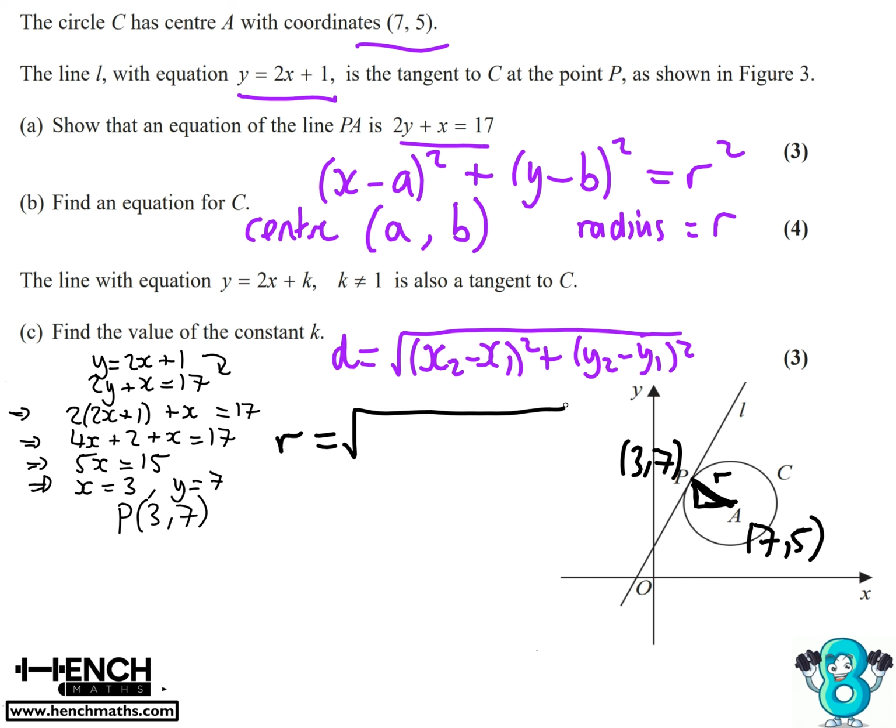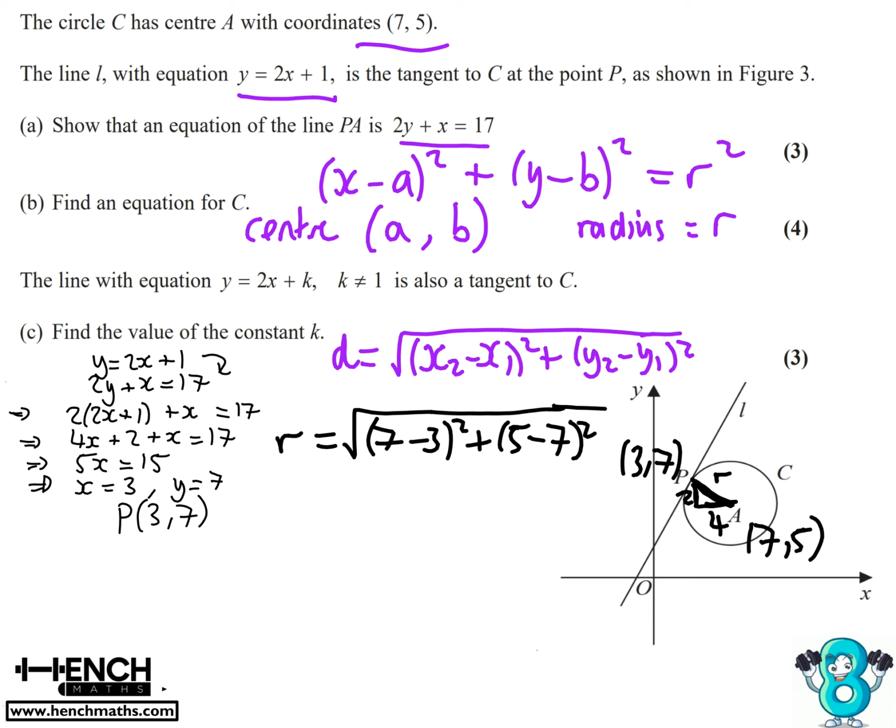So the difference between the x's, it would be 7 subtract 3 squared. Now 7 subtract 3 is the distance between the x values. So that's 4 on the bottom there. And then for y2, 5 take away 7, which is negative 2 squared. Now 5 take away 7 or 7 take away 5 means that this height is 2.